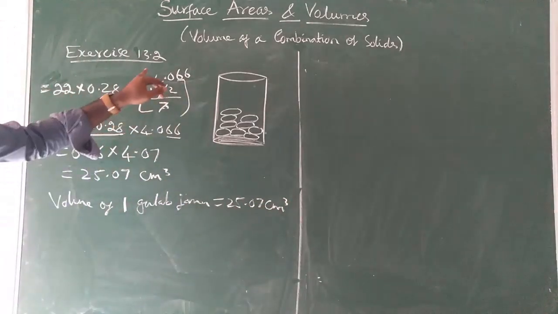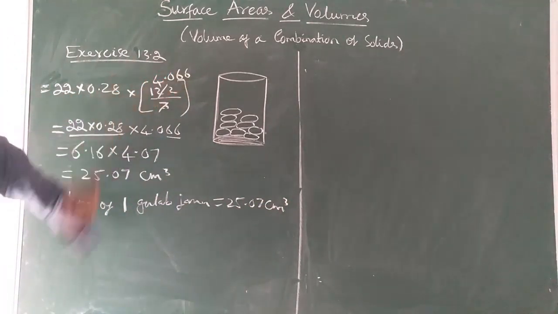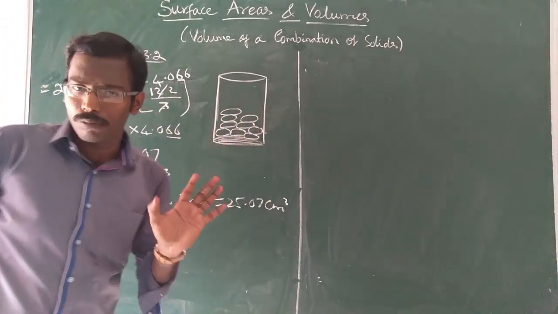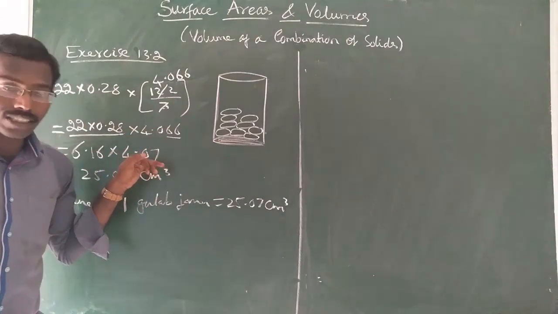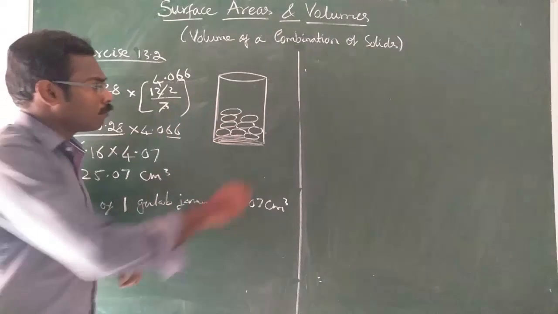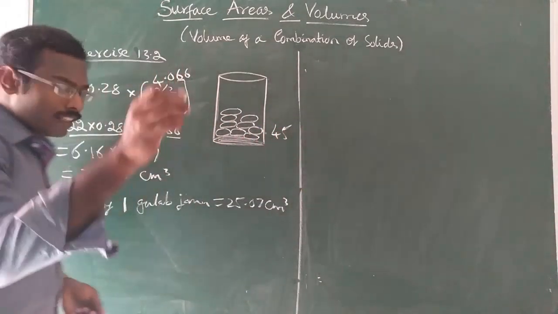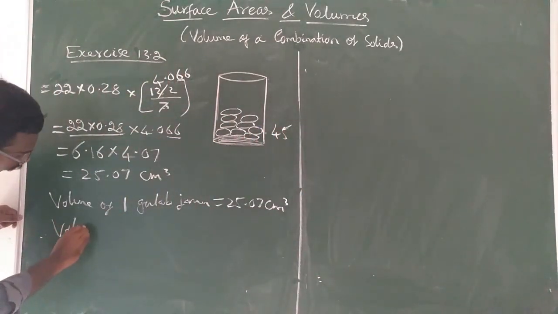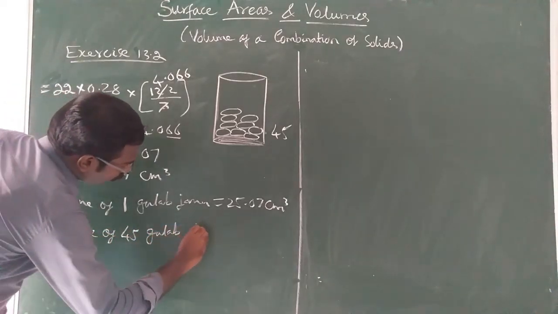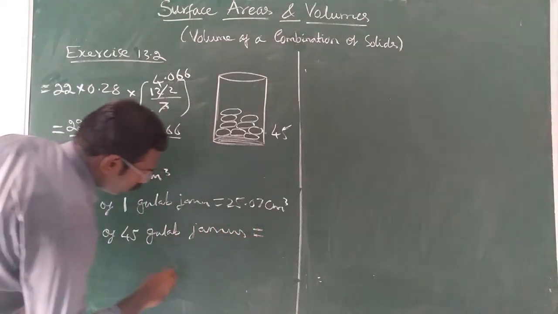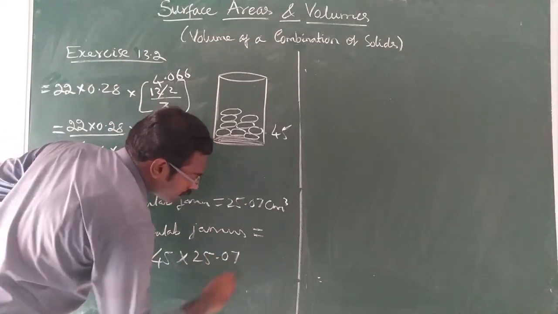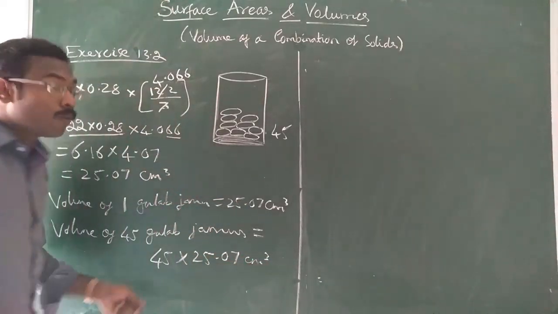In case you take this as 4.066 and multiply, the answer will come slightly different. You don't need to worry about it. I am rounding this so that I will get the answer 25.07. So now there are totally how many gulab jamuns? 45 gulab jamuns. Okay, therefore volume of 45 gulab jamuns is equal to, with 45 you need to multiply this one. 45 into 25.07 centimeter cube. So you please multiply it.